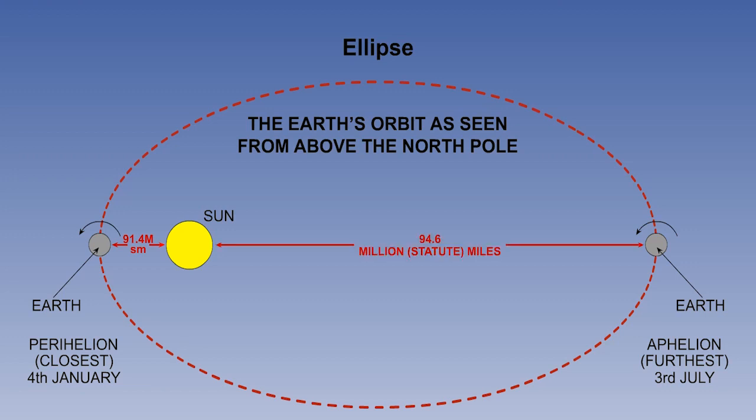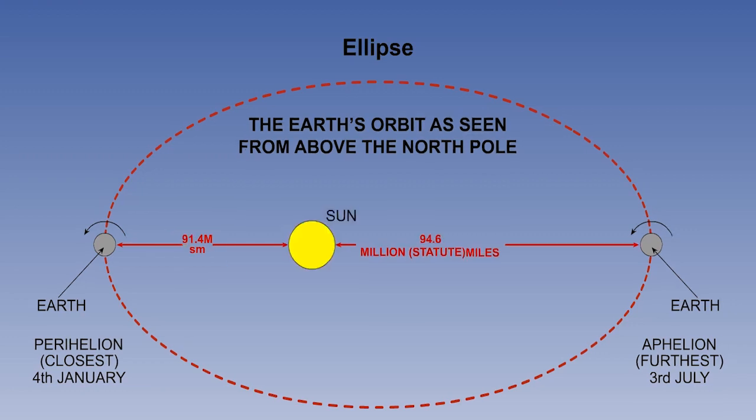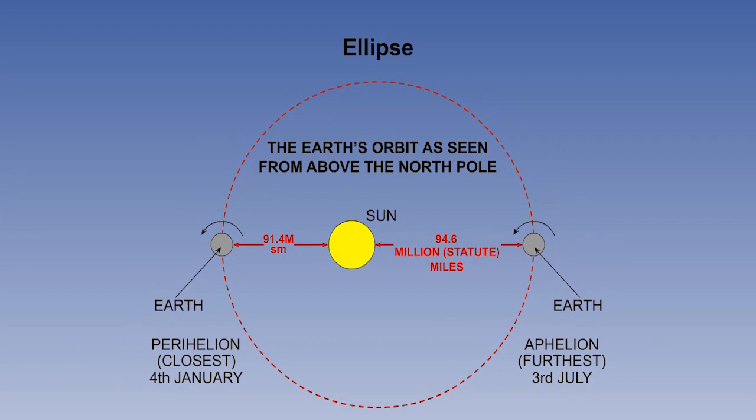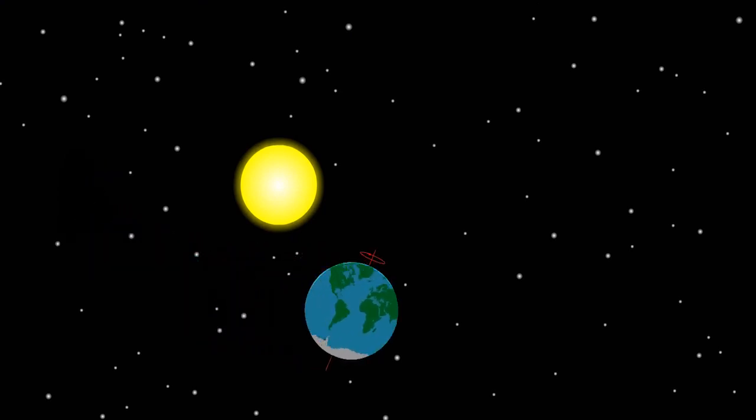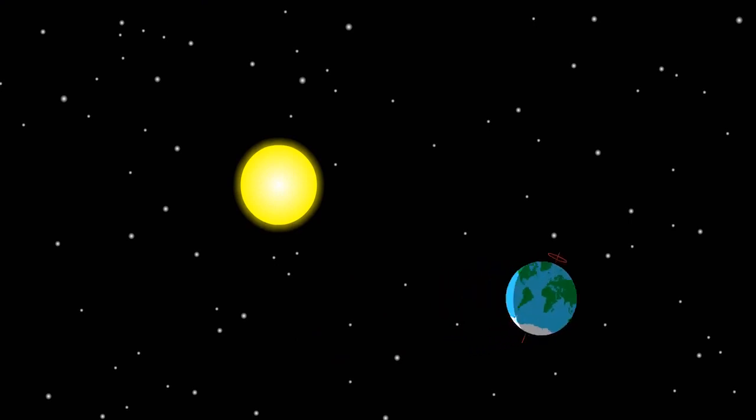clear. But in fact, the difference in distance between perihelion and aphelion is only about 3% of the average Earth-Sun distance over the year. The Earth's orbit is almost circular, so the difference in distance at summer and winter has very little effect on the climate. In the northern hemisphere, early January can be one of the coldest times of the year, but this is at perihelion, the time when the Earth is closest to the Sun. So, as we suggested in the last lesson, the changes in the seasons must be caused by something else.